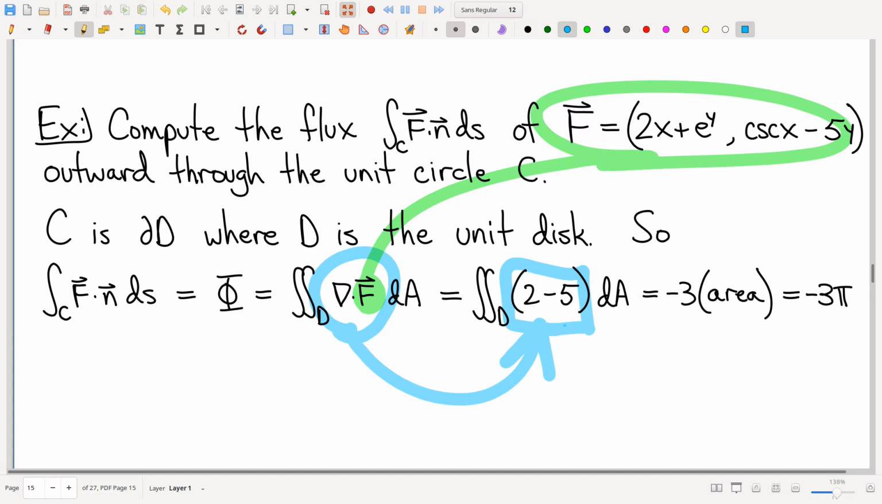Everybody see how that goes? Nice little example. Is that okay? Looks like we are out of time.